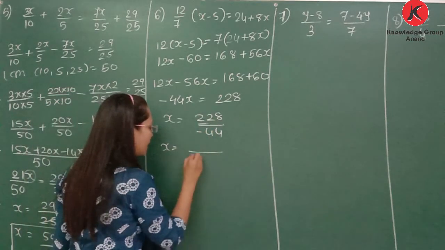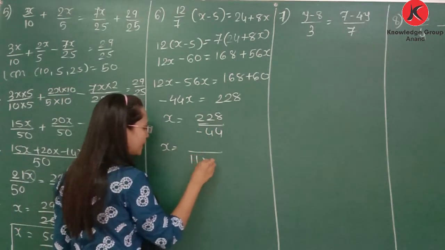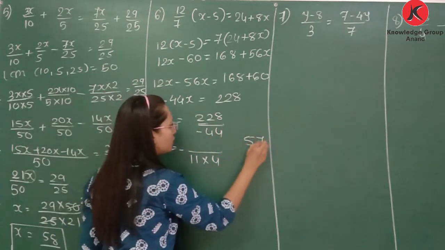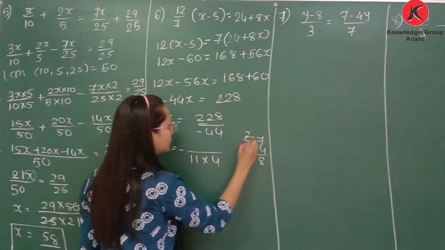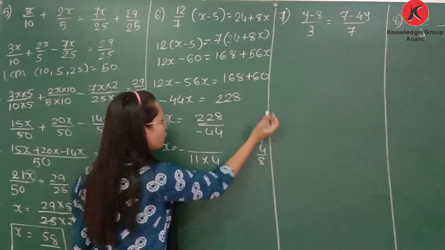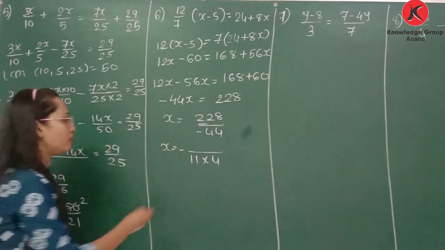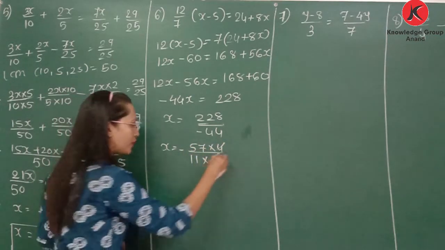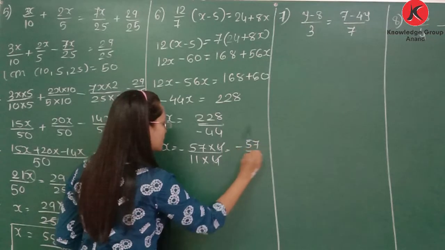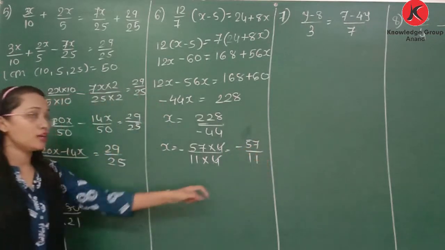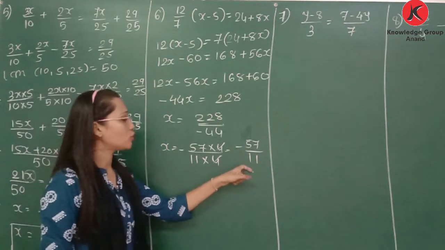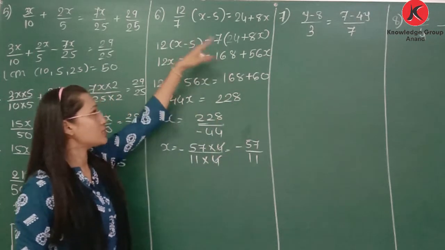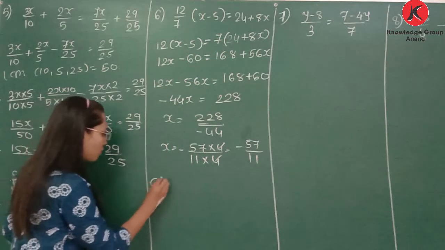So if we factorize 44 we will get 11 4s, the minus sign will be there, and here if we multiply 57 by 4 we will get 228. So we can write 57 4s. You can cancel out the common factor. So the answer will be minus 57 by 11. Here you can check whether your answer is correct or not by writing the value of x in the left hand side and right hand side. That will be enough.